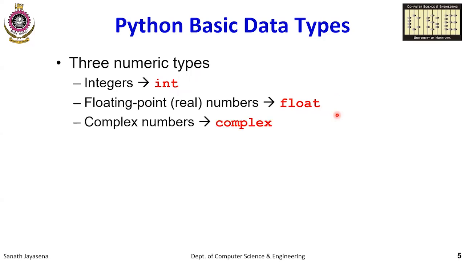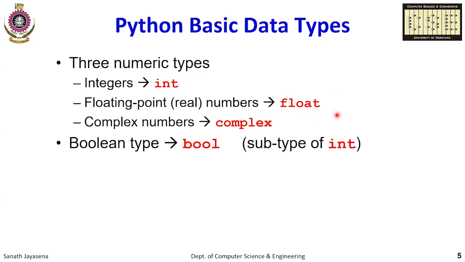And Python has another special numeric data type for complex numbers. So it's a built-in type. Python supports complex numbers as a basic data type, and they are referred to as complex, right? And so that's basically the three numeric types for numbers.